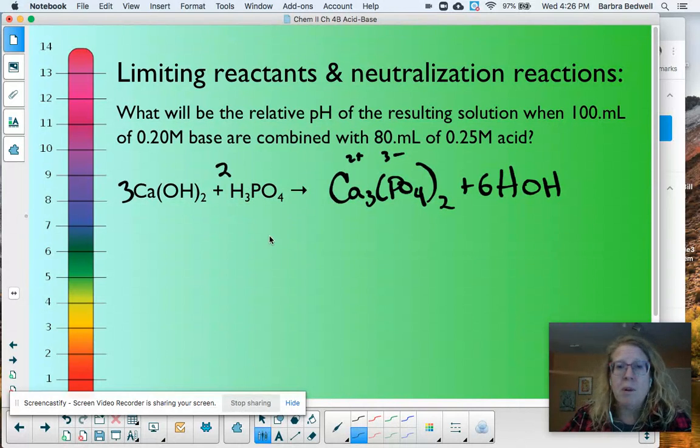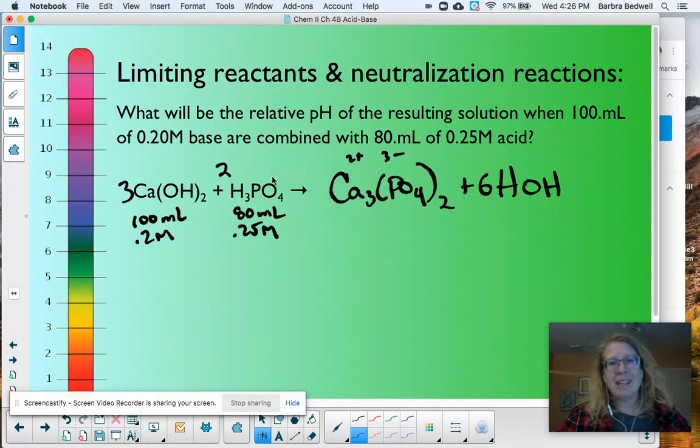So how do we figure out what we're going to do on this? We've got 100 milliliters of the 0.2 molar base, and then we have 80 milliliters of 0.25 molar acid. So this one isn't really easy to eyeball because we've got all these coefficients in here and it makes it a little bit awkward. So treat this like any other limiting reactants problem.